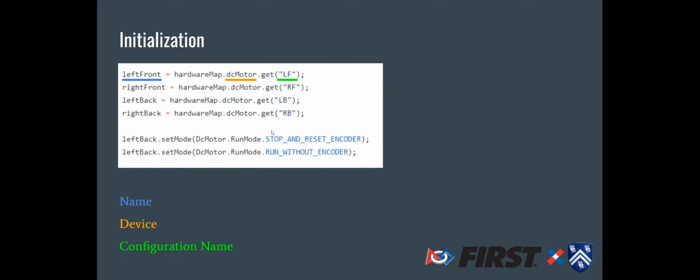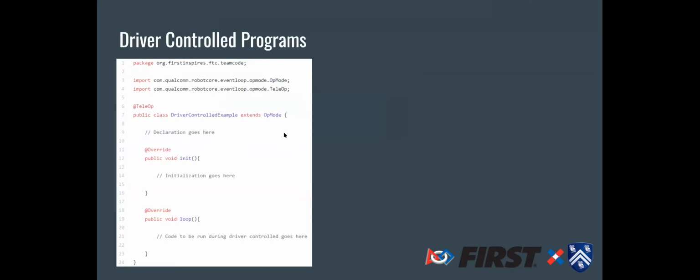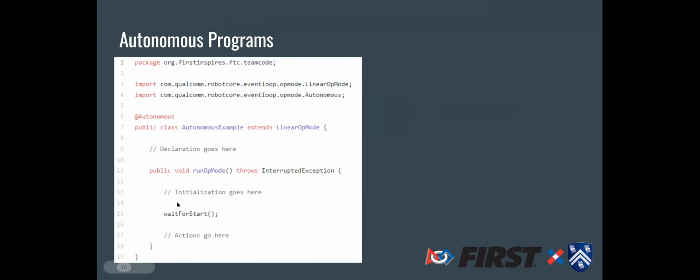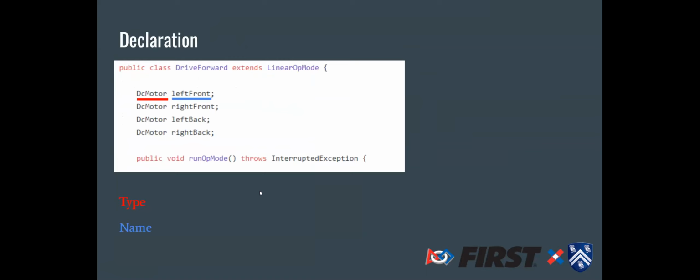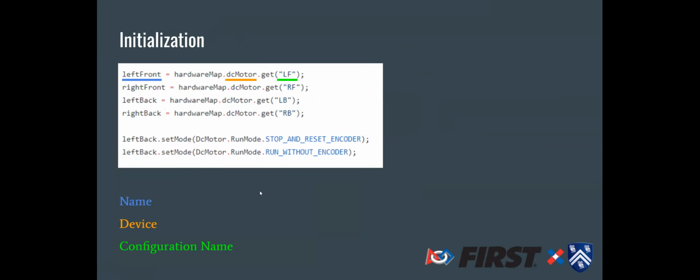So following your declaration, you're going to have to do initialization next, which is what you'll find here in this init section in our driver controlled, and then here at the start of our run function. Initialization is essentially where you actually assign your motors or your sensors or whatever things you're working with to the actual physical parts that you're using on your robot that are connected to your control hub.